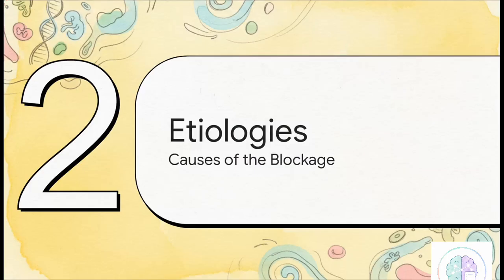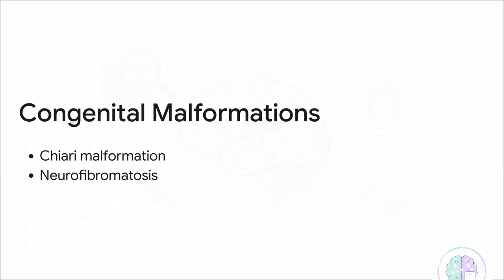Section 2. Etiologies. Let's look at the actual causes of the blockage. First up, congenital malformations. This just means the patient is born with a structural anomaly. Now, it doesn't usually happen in isolation.